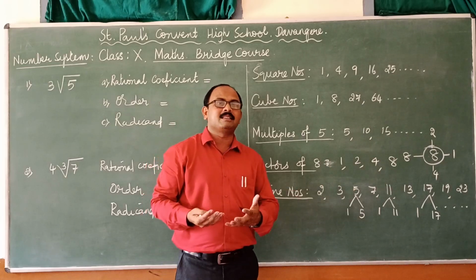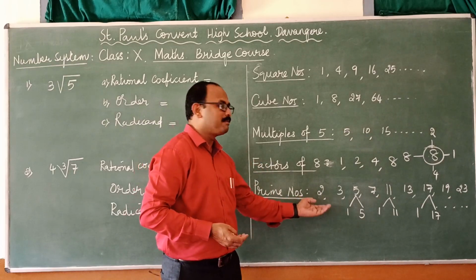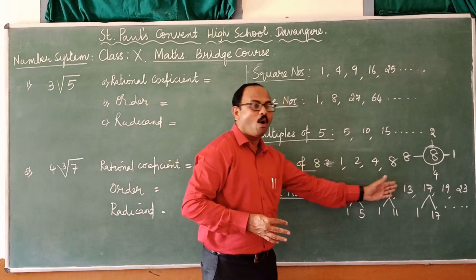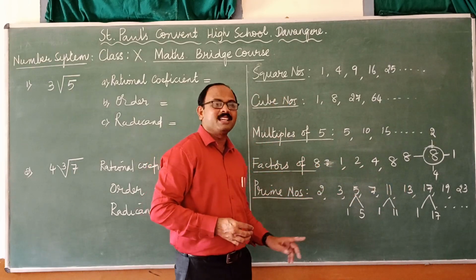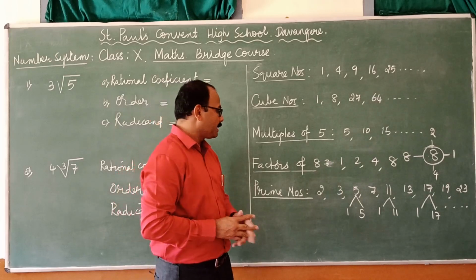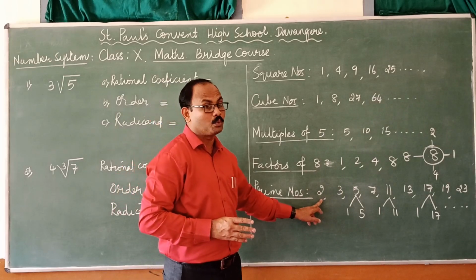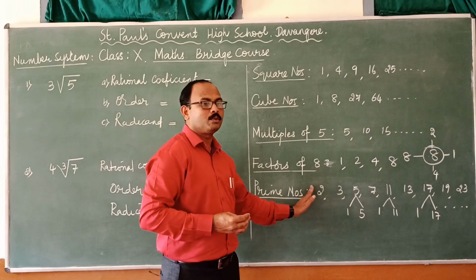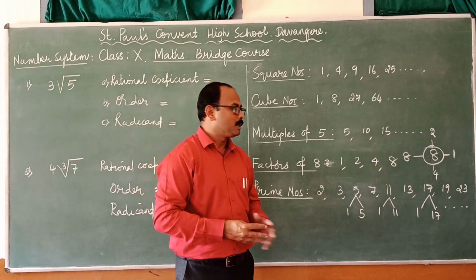Then one more interesting thing that you can find in this prime number set is that all other numbers are odd. 2 is the only even number in the set of prime numbers. It starts from 2, children. Students may write from 1. No, it starts from 2.